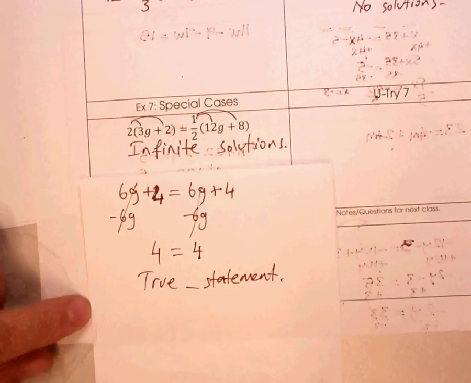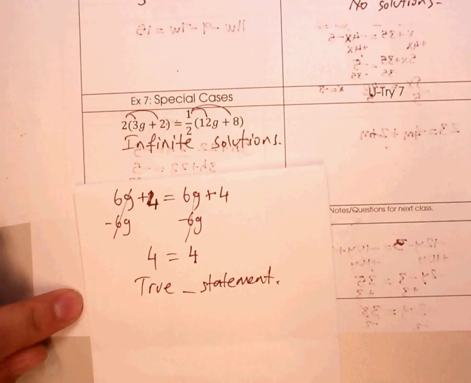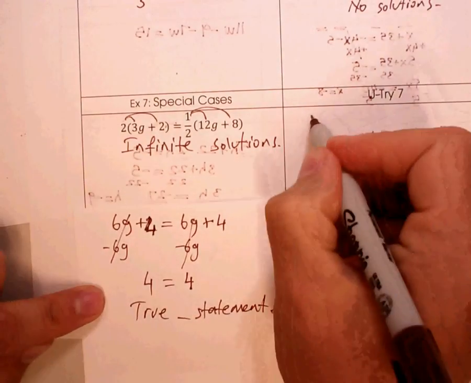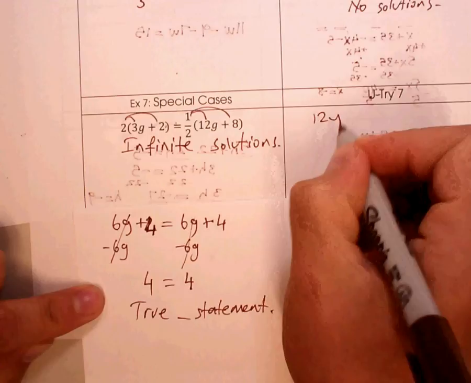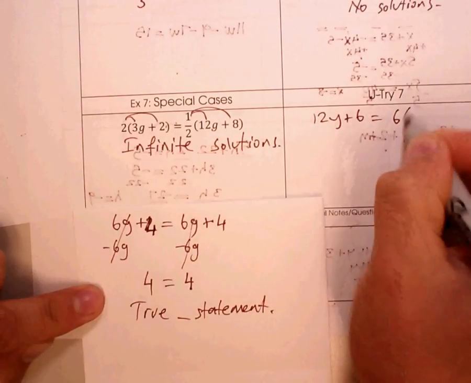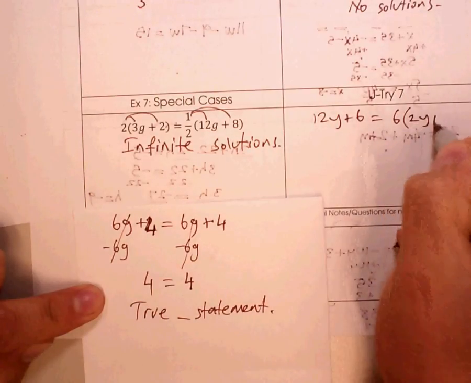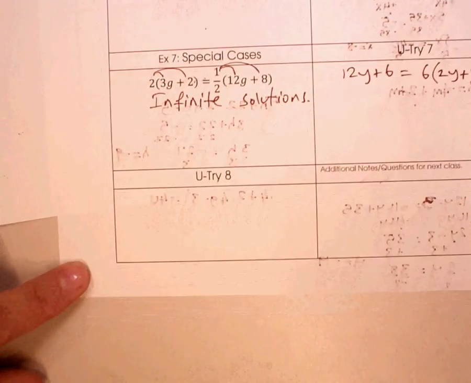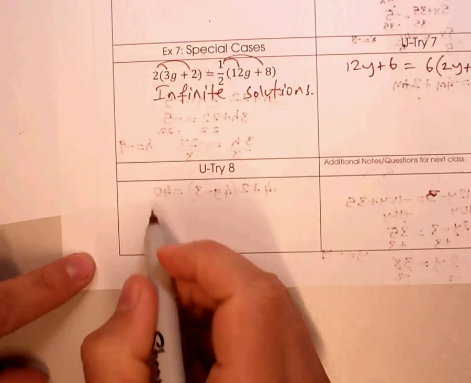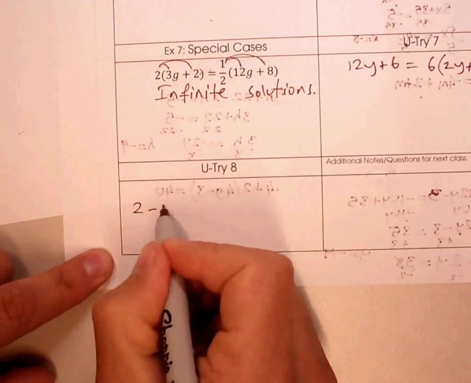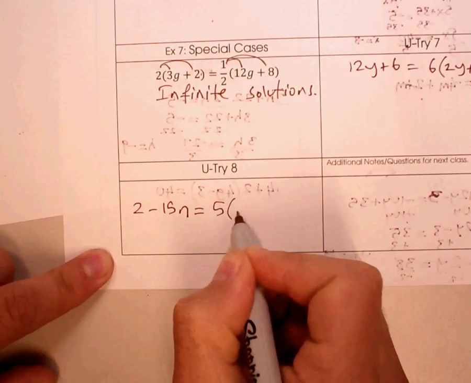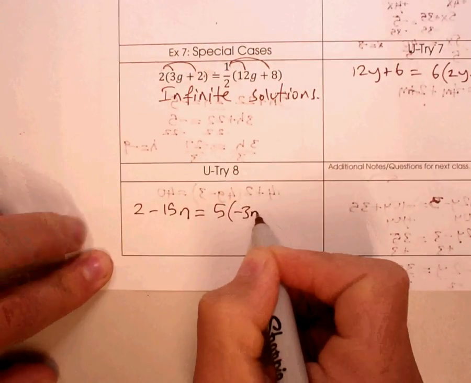Now for the last 2 U tries, please check to see whether it's going to be infinite solutions or no solution. This one is 12y plus 6 is equal to 6 times 2y plus 1. Last U try is going to be 2 minus 15n is equal to 5 times negative 3n plus 2.